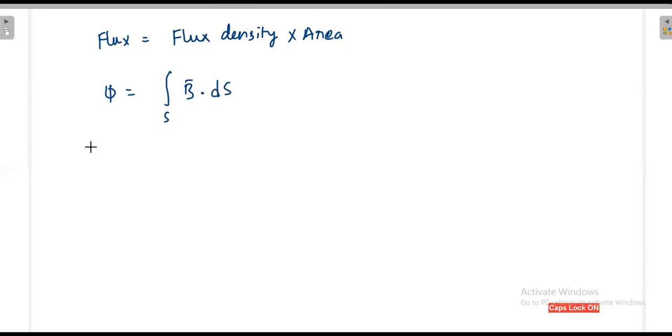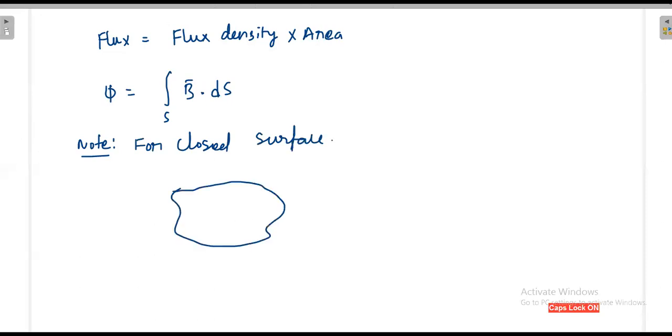At any point of time, I am choosing a closed surface in space. Say, for example, this is my closed surface. Some flux may be entering and it may be leaving. As it is entering, definitely it has to leave. So what is the total flux produced by your surface?